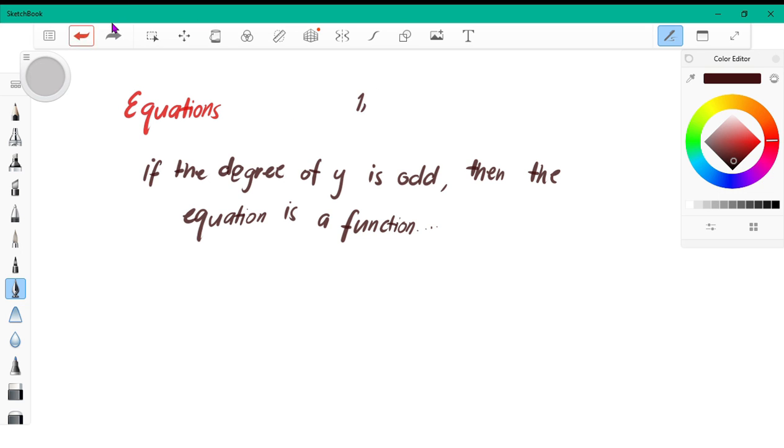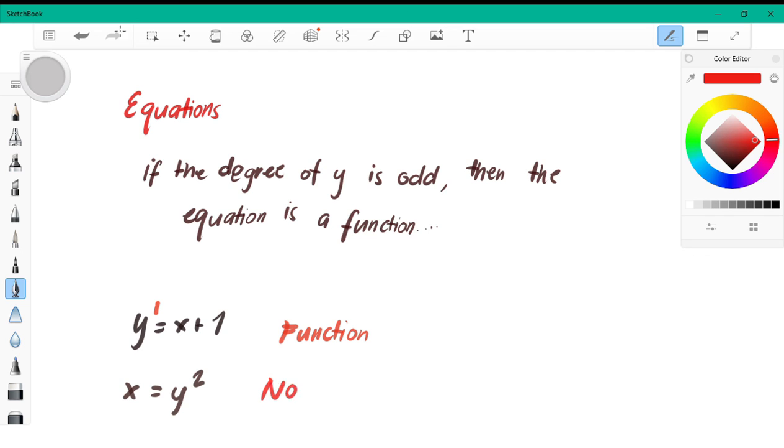So as an example, we have y equals x plus 1. This one is obviously a function since y is raised to the power, or the degree, of 1. What if we have x equal to y squared? This one is not a function since y is raised to 2 and 2 is even.